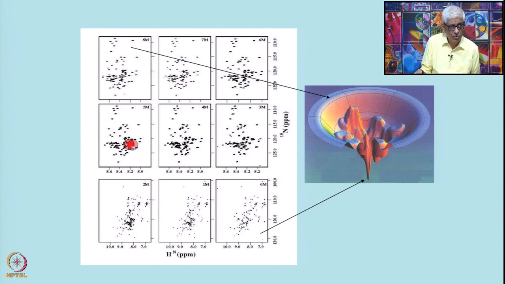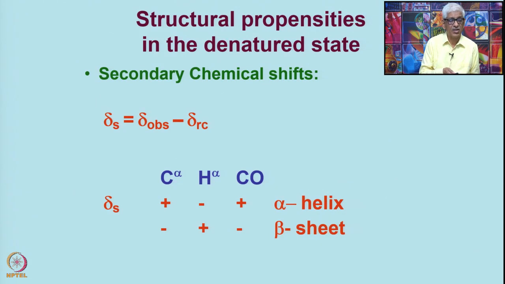So as you move down the funnel, you have the peaks, some structures are getting formed, some areas are getting mobile, and that can be seen by the relaxation properties of the individual nuclei. Individual, I mean, residues. So let us see what we get in this. How do we measure the structural changes that are happening as we go down the funnel of the protein?